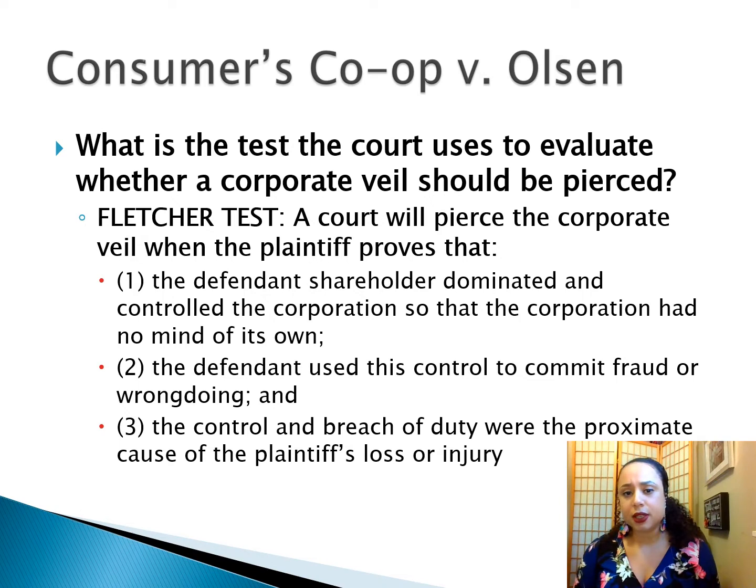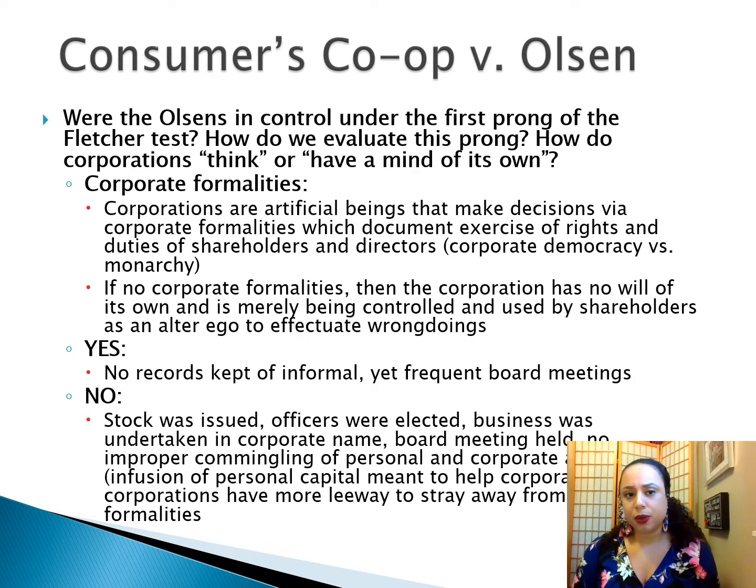So pursuant to the Fletcher test, a court will pierce the corporate veil when the plaintiff proves that, number one, the defendant shareholder dominated and controlled the corporation so that the corporation had no mind of its own. Number two, the second prong, the defendant used this control to commit fraud or wrongdoing. Last but not least, the control and the breach of duty were the proximate cause of the plaintiff's loss or injury. And so we'll spend this class, as well as our next class, dissecting each of these three prongs. And so this first prong, were the Olsons in control under the first prong of the Fletcher test?